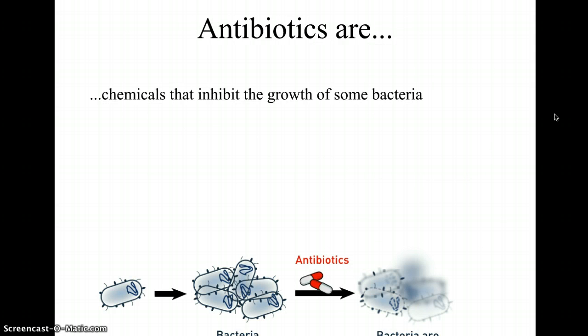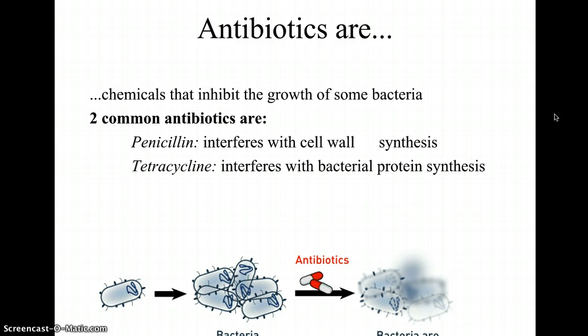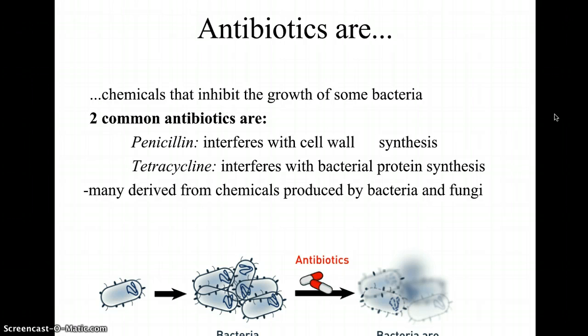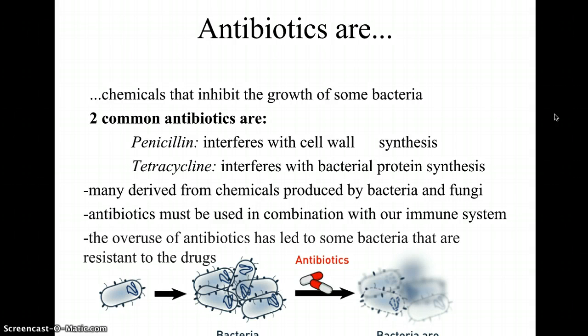Antibiotics in general are chemicals that will inhibit the growth of just some bacteria. Two common antibiotics, as I mentioned before, are penicillin, which interferes with cell wall synthesis, and tetracycline, which interferes with bacterial protein synthesis. Many of these are actually derived from bacteria or fungi, and they must be used in combination with our immune system. They're not very effective on their own without our bodies also putting up a fight. And then the overuse of antibiotics has led to some bacteria that are resistant to the drugs, and we will talk about antibiotic resistance as well.